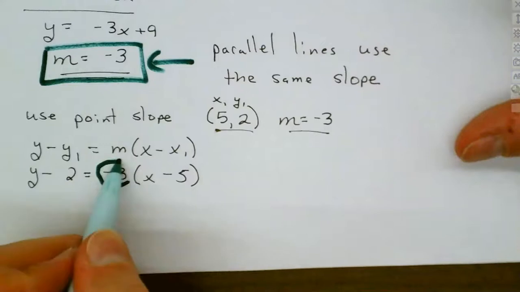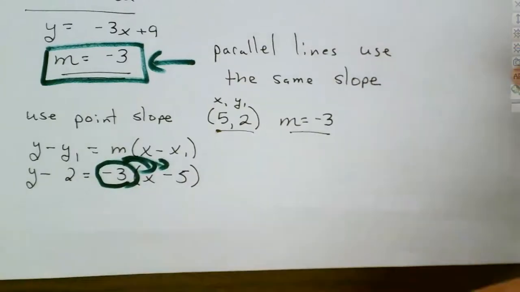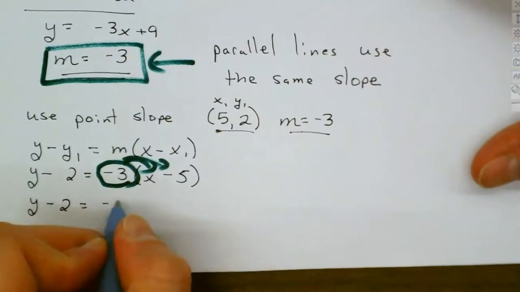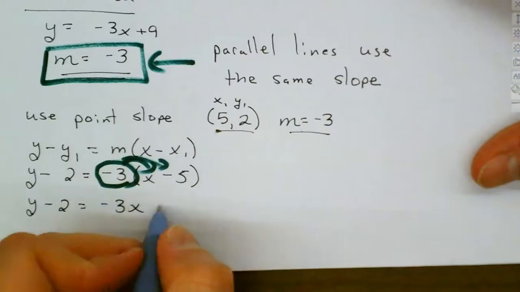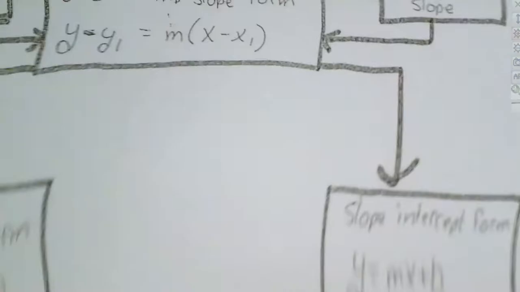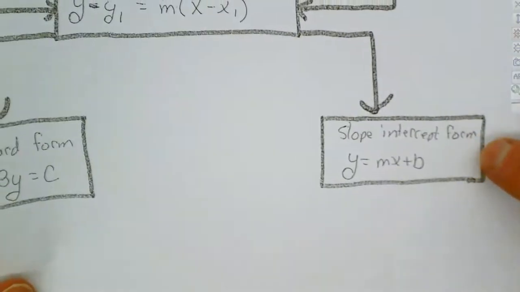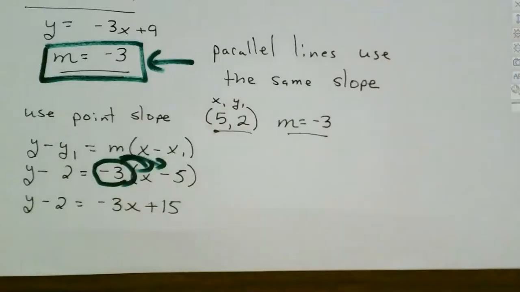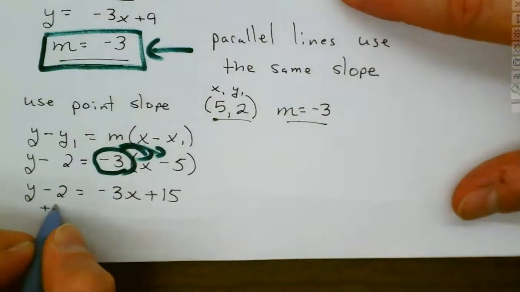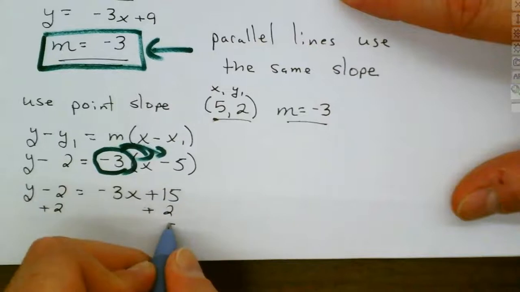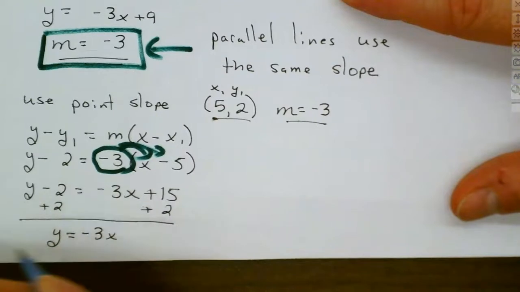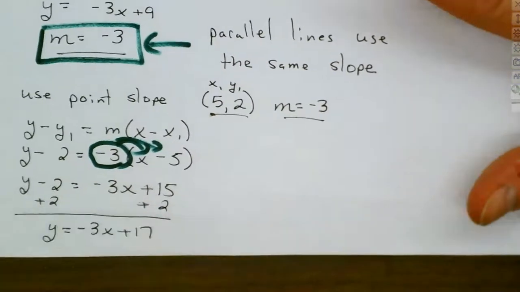Make sure you're careful with that negative there. With that 3, distribute it through. And we now have y minus 2 equals a minus 3x. Negative and negative makes it positive 15. What does it need to look like? We want it in slope-intercept form, so that's what it needs to look like. So to get it in the correct form, what do we need to do? Simply add 2, and that's it. So now we've got it in slope-intercept form, and that's y equals a minus 3x plus 17, and that's it.